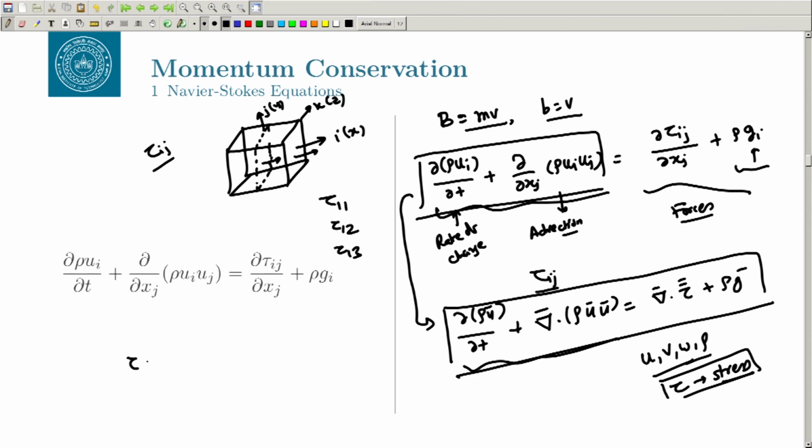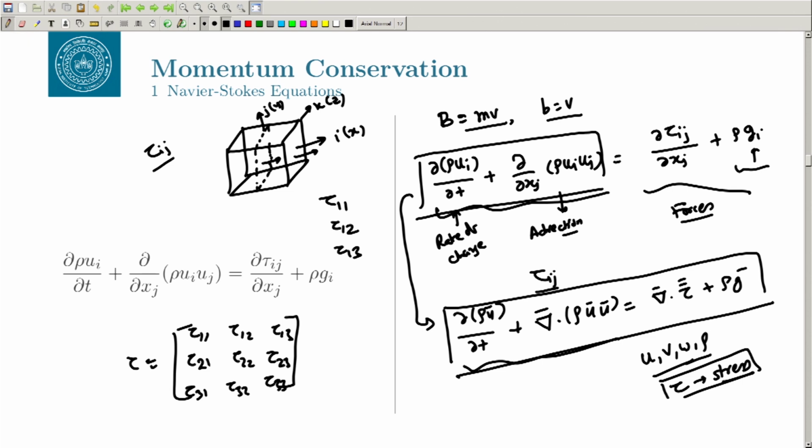So, the tau is now a matrix, okay. It is actually a tensor, matrix is not the correct term, it is a tensor. Tau 1 1, tau 1 2, tau 1 3. Although it looks like a matrix, there are certain rules which are applicable to a tensor, but not applicable to a matrix. Tau 3 1, tau 3 2, tau 3 3. This is tau 2 1.